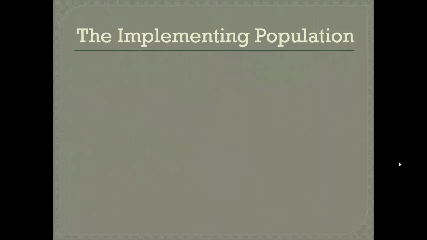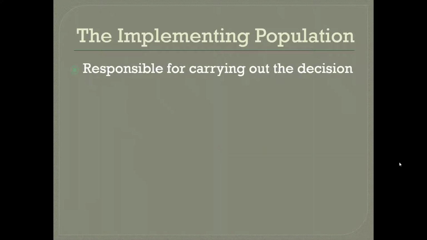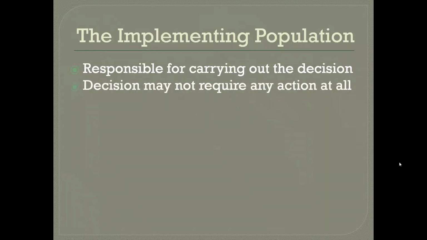The implementing population is, of course, the individuals who are actually responsible for carrying out the decision. So the interpreting population says, here's what you have to do, and the implementing population is the population that actually has to do it. Now, some decisions don't require any action at all, and so there may or may not be an implementing population if no action is required.